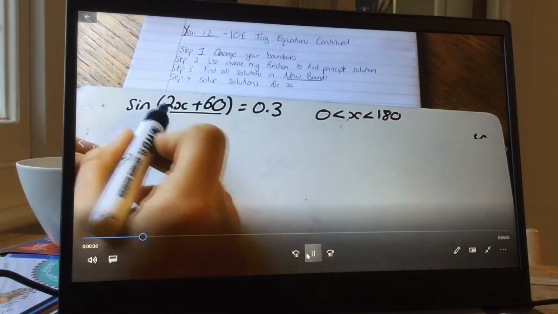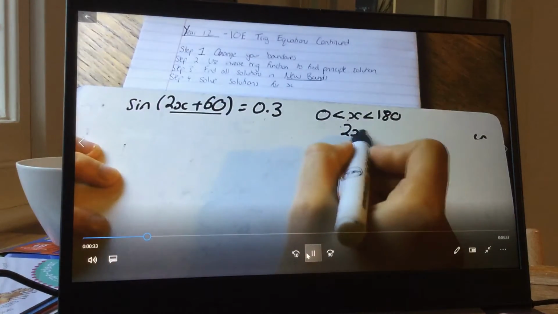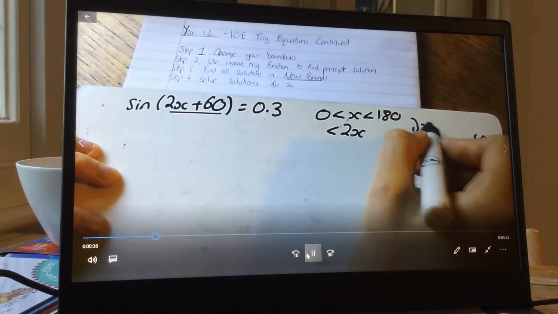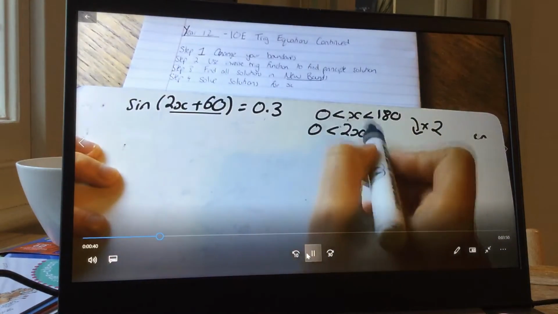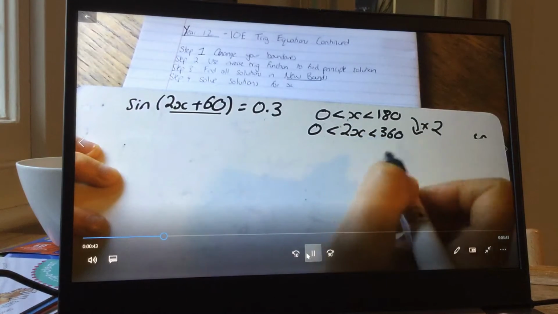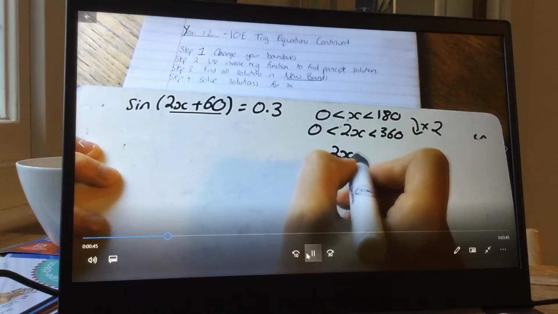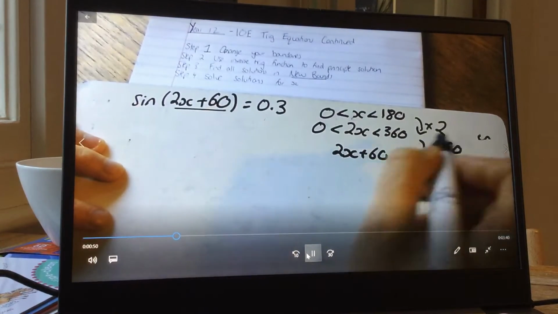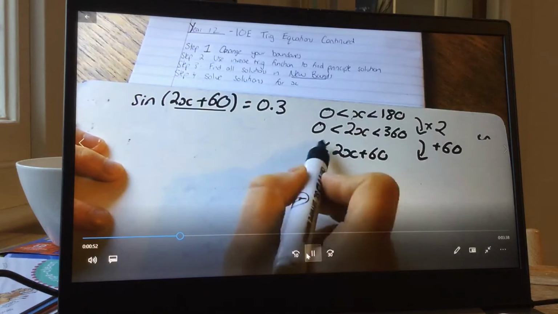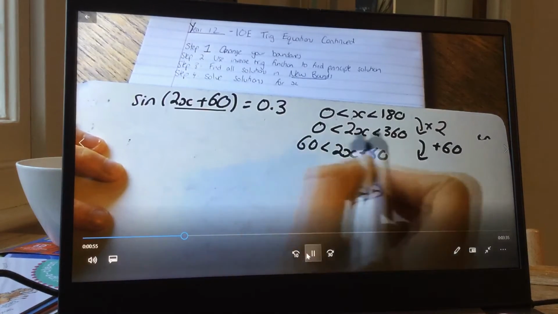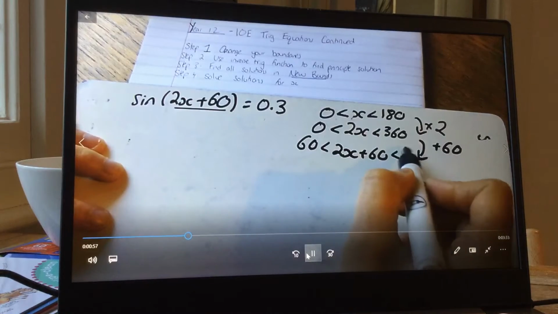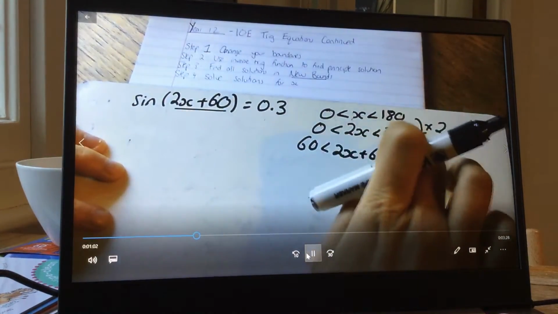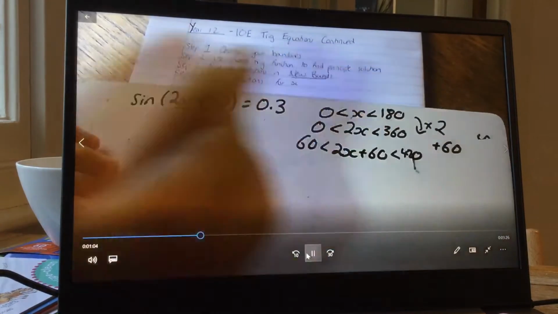So the first thing we need to do is change our x to a 2x. So then we times everything to get from here to here by 2. So this becomes 0, this becomes 360. And then we actually want it for 2x plus 60. So to get from here to here, we need to add 60. So 0 plus 60 is 60. 360 plus 60 is 420. Lovely. So our top bound now then is 420.